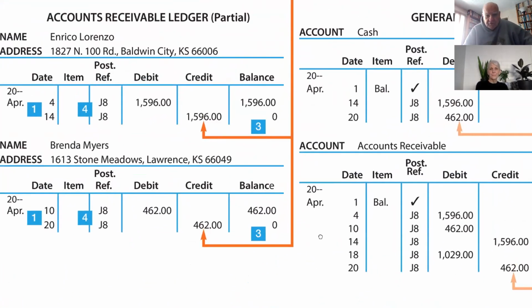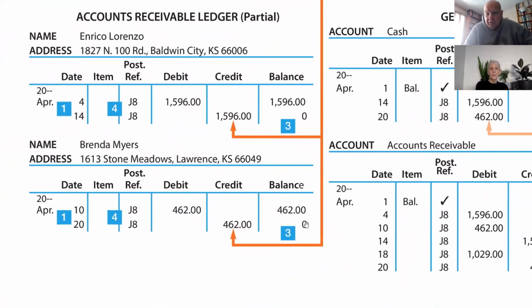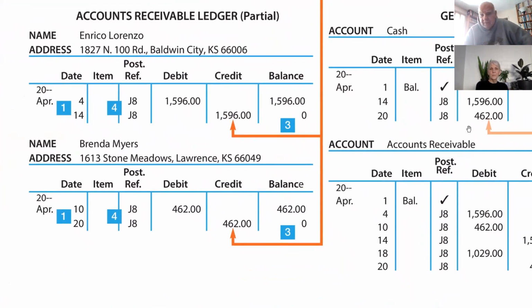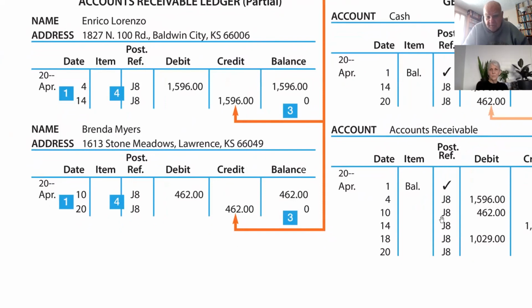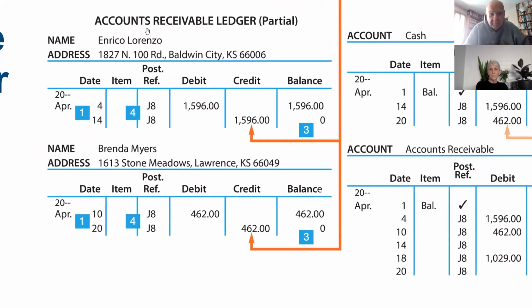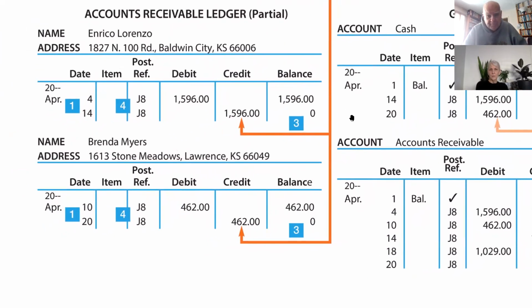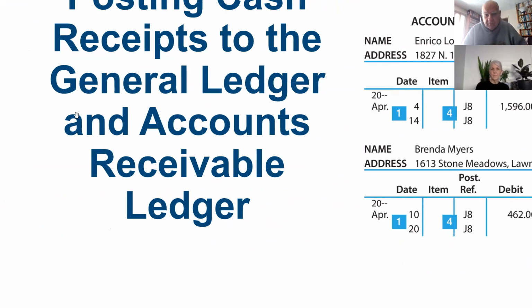Here they're just showing us the first two. So here we debited cash and credited AR. Here's your credit to AR, 462. Here is your credit to the other one, 1596. So Enrico Lorenzo, he paid his bill. He owes us nothing. Same thing with Brenda Myers. The total of these ledgers, which in this case is zero, must add up to the balance over here. Control account, subsidiary.